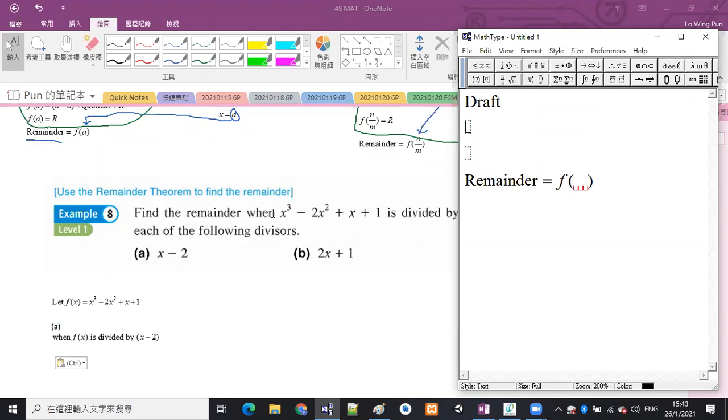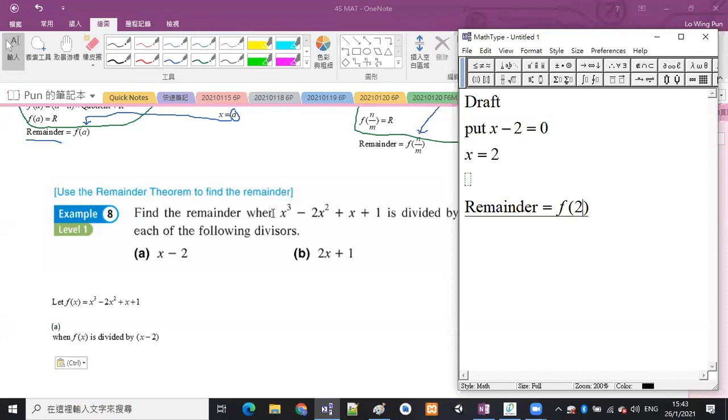Okay, we're going to put the divisor to be 0 and calculate the value of x. So x is equal to 2. Okay, and this number, the 2, will be the number we need to substitute into the function to calculate the remainder. So that is here. Remainder is equal to f(2).